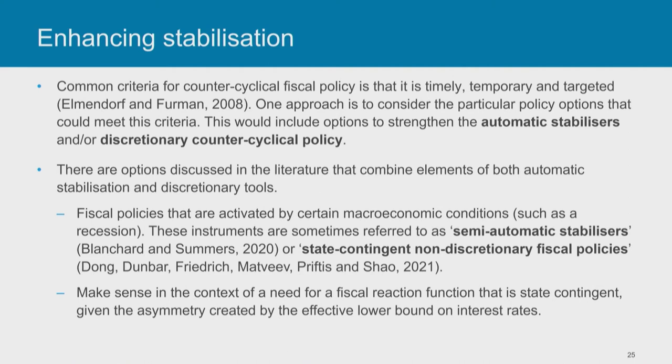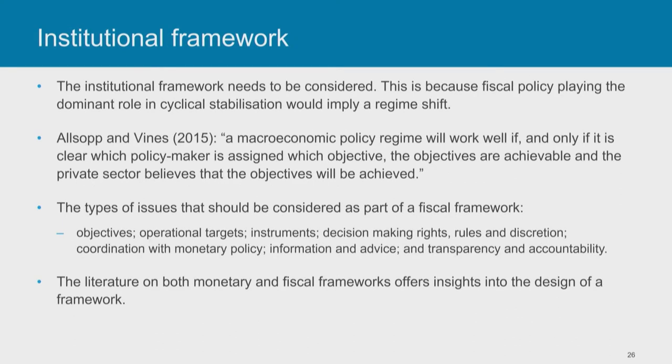They make sense in the context of a need for a fiscal reaction function that is state-contingent, given the asymmetry created by the effective lower bound on interest rates. The institutional framework needs to be considered. This is because fiscal policy playing the dominant role in cyclical stabilisation, at least in certain circumstances, would imply a regime shift. There's this quote from Alsop and Vines, which perhaps sums it up: a macro policy regime will work well if and only if it is clear which policymaker is assigned which objective, the objectives are achievable, and the private sector believes that the objectives will be achieved.